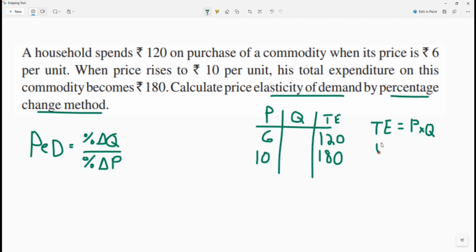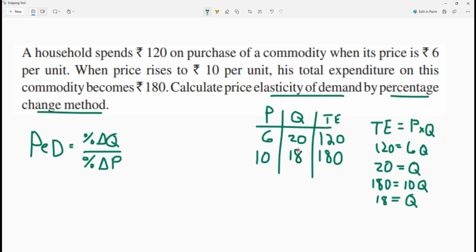If we wanted to do this a little slower, you could probably do this in your head, but 120 is 6 times Q. So then Q has to be 20. You can test out your math by just going 6 times 20 is 120. Okay. Do the same thing here. 180 equals 10 times Q. Q is 18. Now I have enough to fill this in.